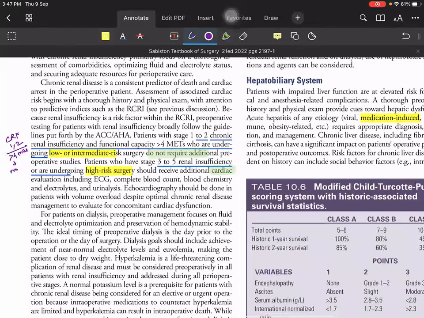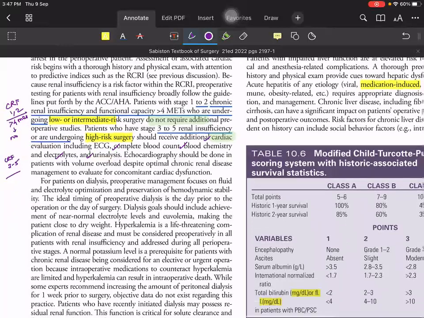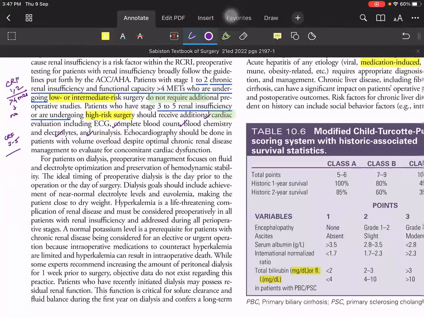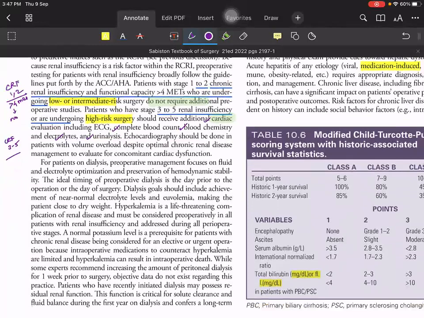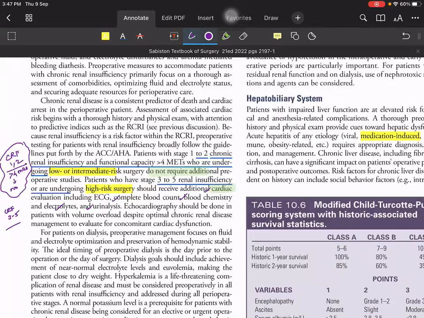Suppose the patient has CRF stage 3 to 5, then they should receive additional cardiac imaging and other investigations as needed. This is important: CRF 1 to 2 and functional status more than 4 METs, no need for any further investigations.